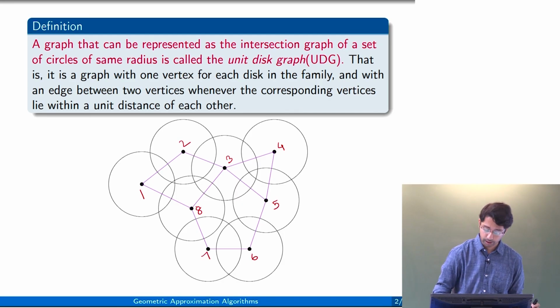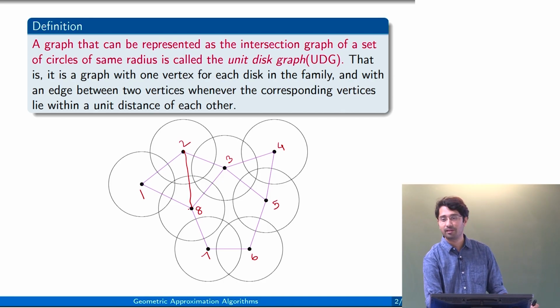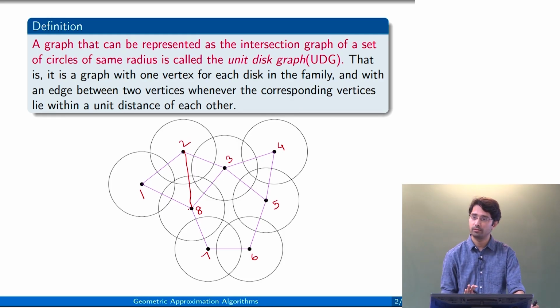Yes. Let me know the number. See, the disks with centers 2 and 8, they also intersect. Sorry, my bad. This is supposed to be the unit disk. Good observation. Okay. The definition of the unit disk graph is clear.